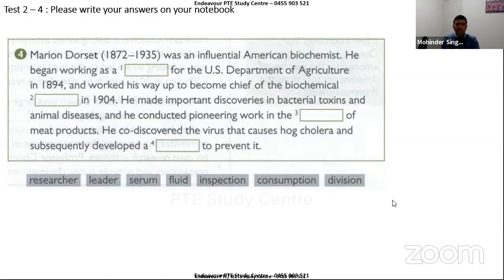He co-discovered the virus that causes hog cholera. What is hog, Manmeet? Hog. What is hog? Sir, I don't know. You don't know, that's why I'm asking, how to build a vocabulary. Lena, what is a hog? Not sure, sir. What is that unsureness? Do you have any close word which you think you know the meaning, which could fit, which means hog? Any guess?